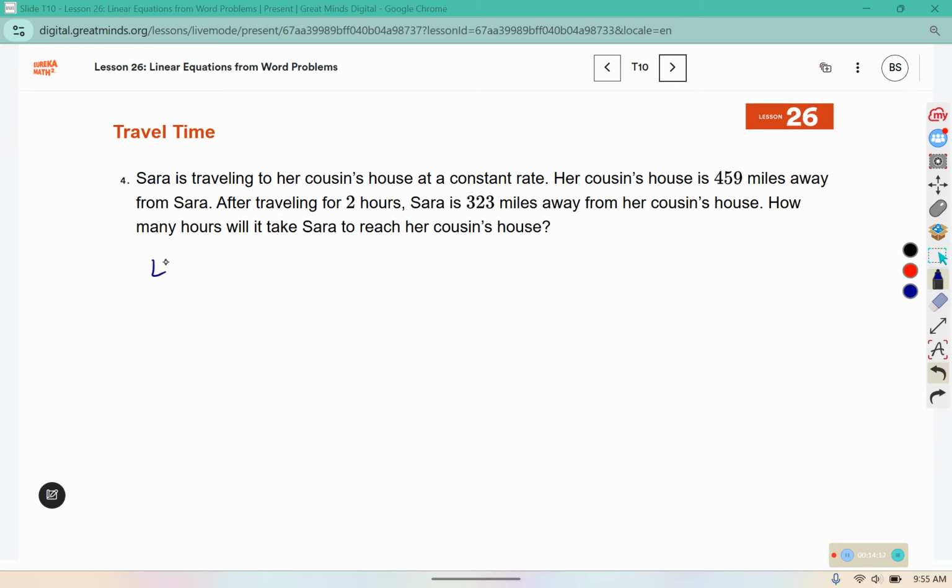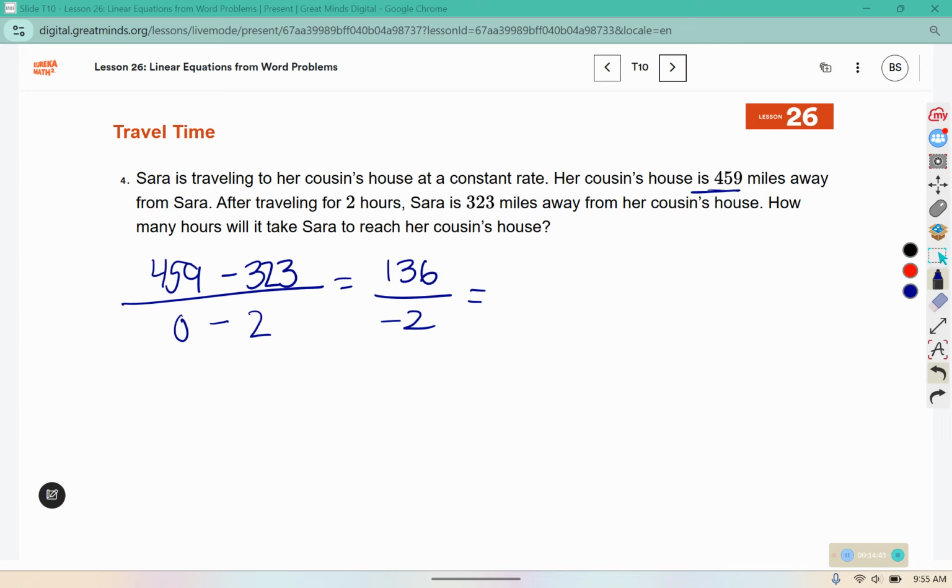We had 459 minus 323. She starts this far away, so that would be 0 hours, and then it takes her 2 hours. If we subtract 459 minus 323, that is 136. And 0 minus 2 is negative 2. So when we divide, our slope comes out to negative 68.